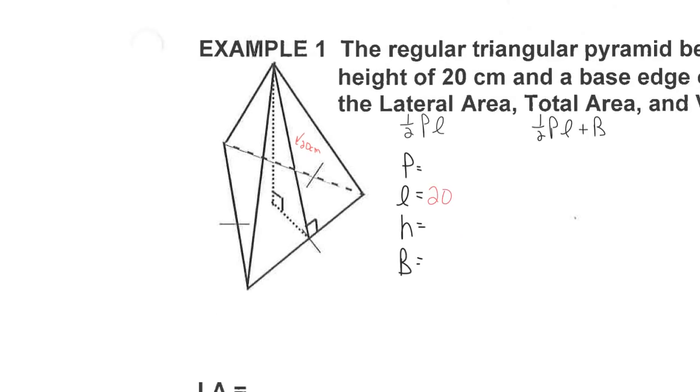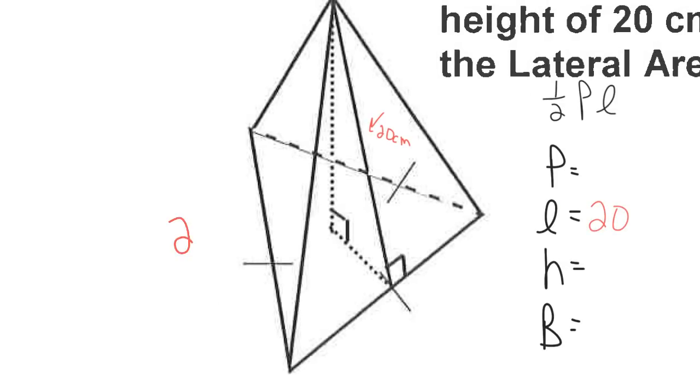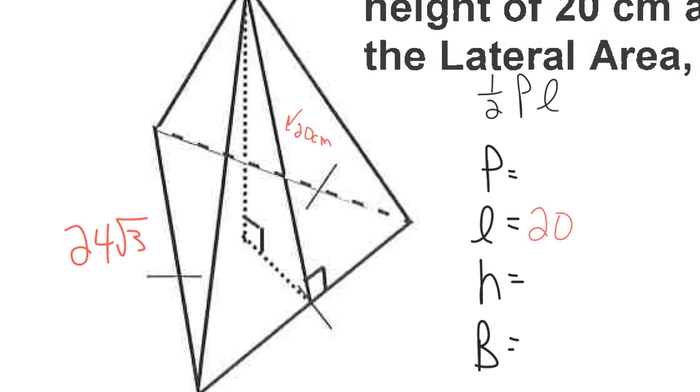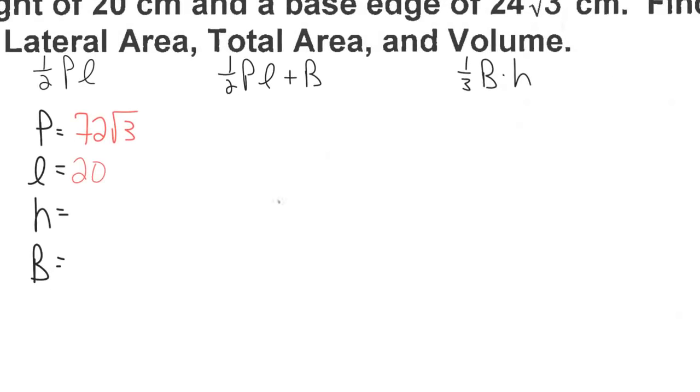It also tells me that each base edge is 24 square roots of 3. Now I can find the perimeter by multiplying that times 3. I got the perimeter to be 72 square roots of 3. Now that leaves us with H and B, and those are going to kind of be the tough ones. Remember, big B is the area of the base. So I'm going to come over here. I'm going to draw the base, and I'm going to go ahead and write on it 24 square roots of 3 for the side length, okay?